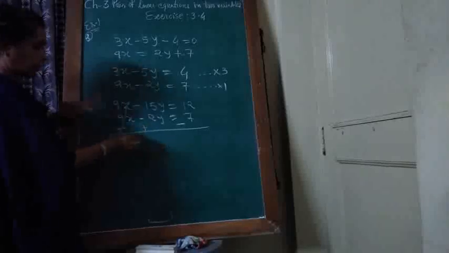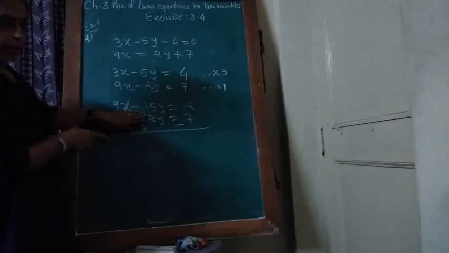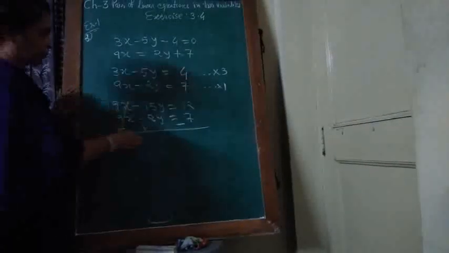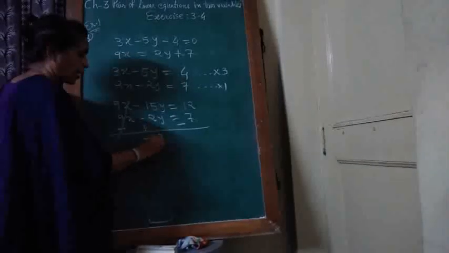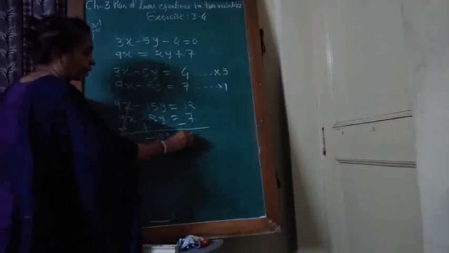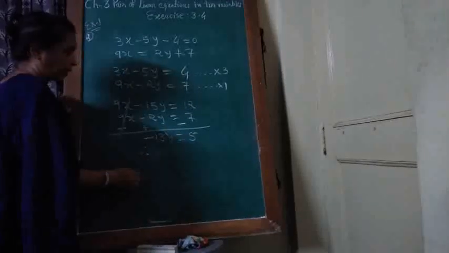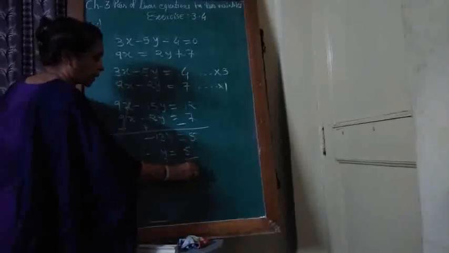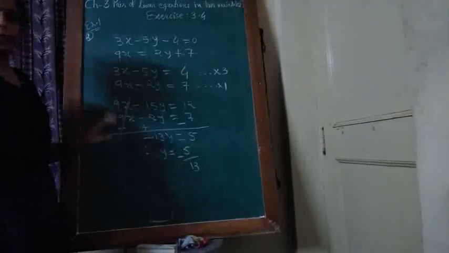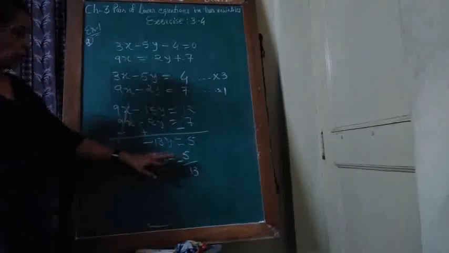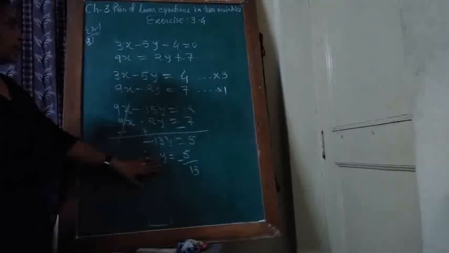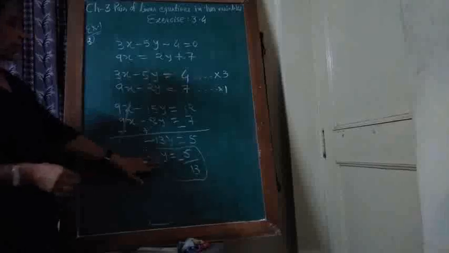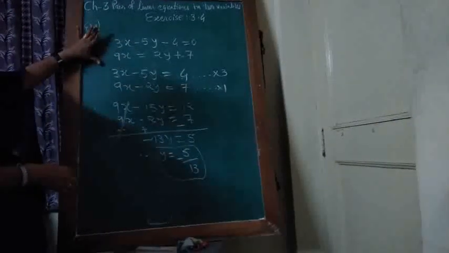Minus 15 plus 2, put your hand here. Minus 15 plus 2, the new sign you consider. So minus 15 minus 4, so minus 13. y is equal to 12 minus 7, 5. 12 minus 7 is 5. So y is equal to 5 upon minus 13. That means minus plus minus, plus minus minus. So what is the value of y? Minus 5 upon 13.